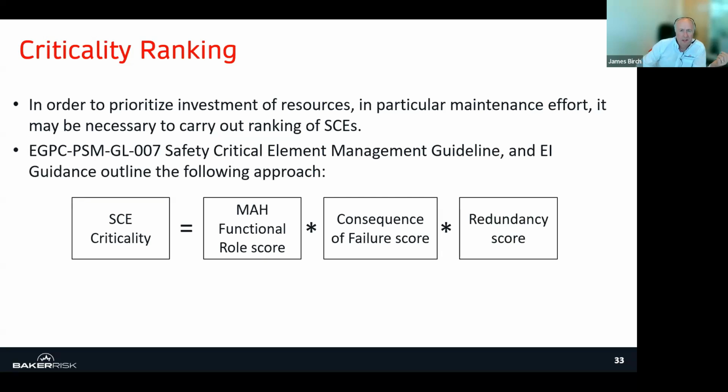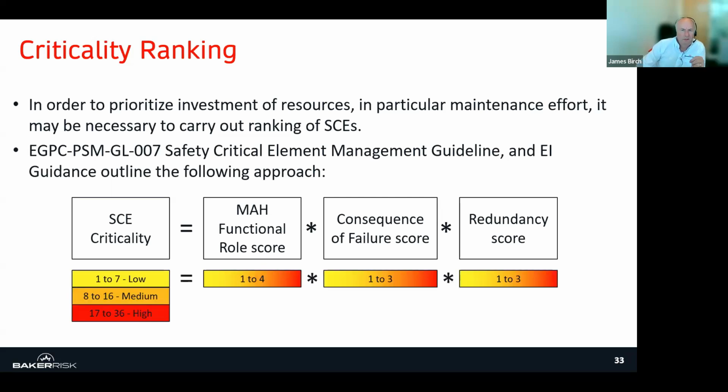Its capability for dealing with a major accident hazard, the level of consequence if it fails to operate, and have we redundancy? Do we have backup? Typically, this is the scoring pattern that we use, and I'll explain this on the next slide, so that we can come out with 3 ranks for our SCEs, high, medium, and low, in order to help prioritize not only the resource to manage them, but also the way we design them.